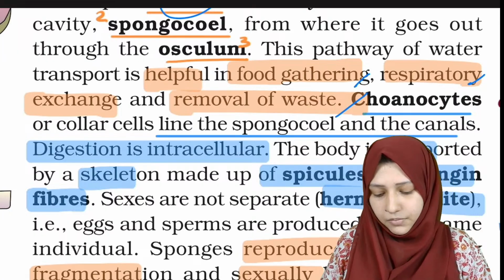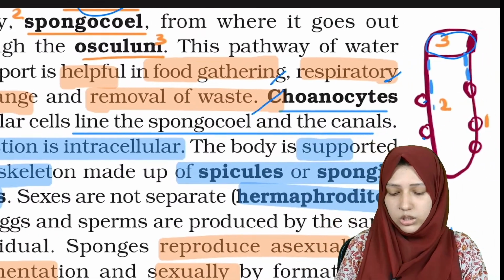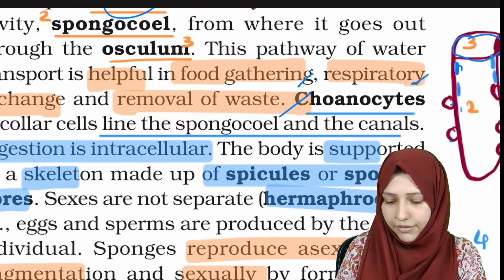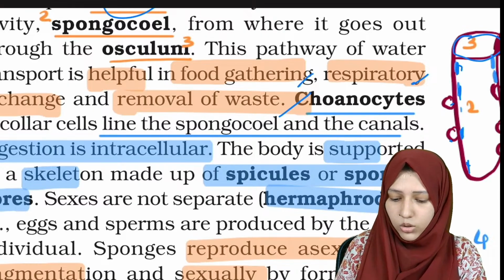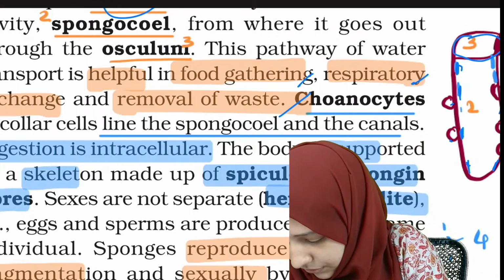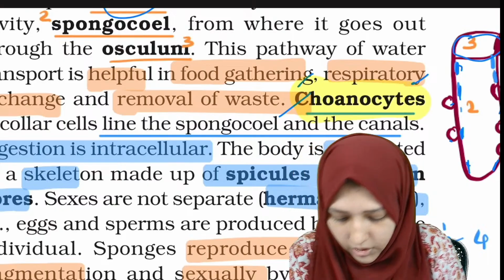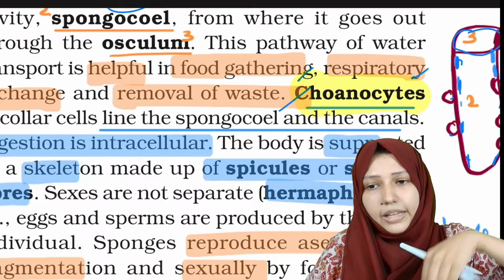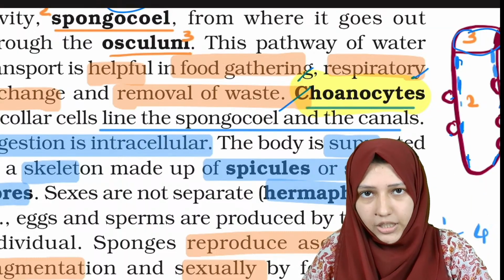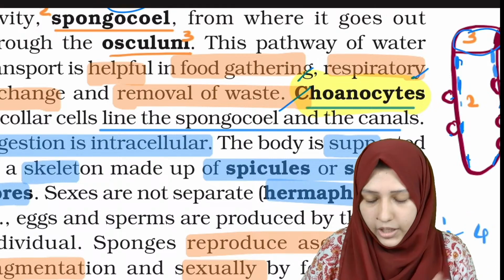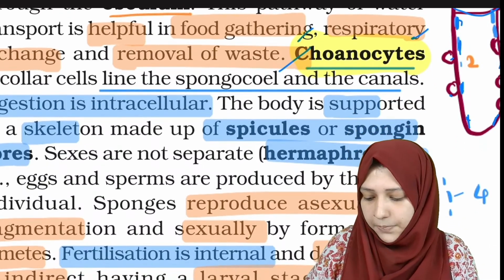Okay, clear? And these blue cells which I have drawn here are known as choanocytes. Okay, this is a specific feature of phylum Porifera. Choanocytes are cells which line the spongiocele. Spongiocele is the cavity, right? So, the cells which are lining the cavity are known as choanocytes. Clear? Okay.